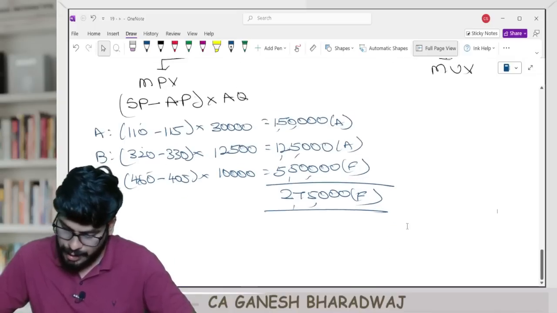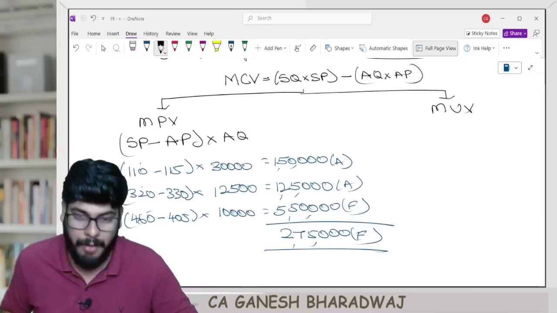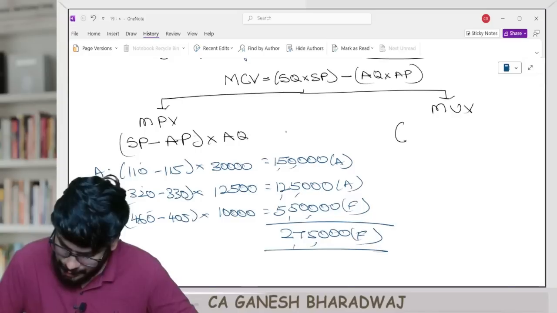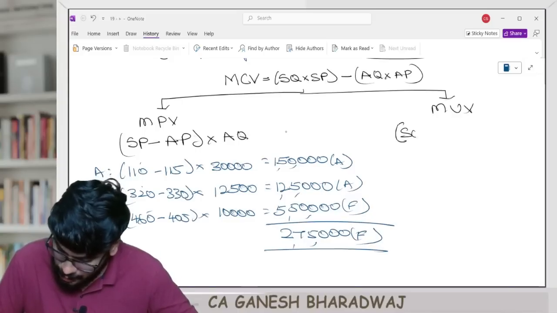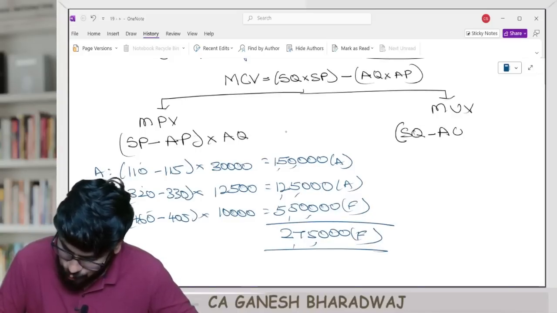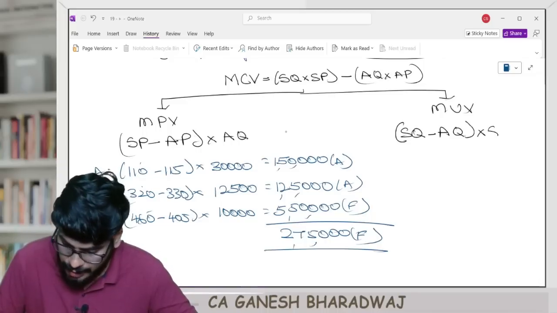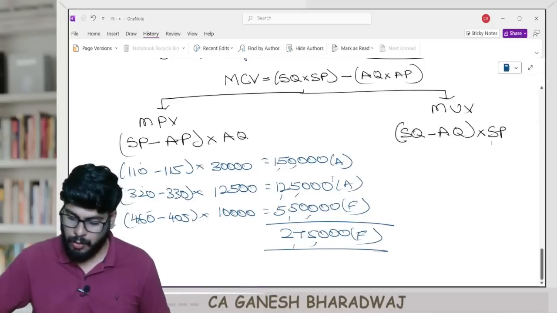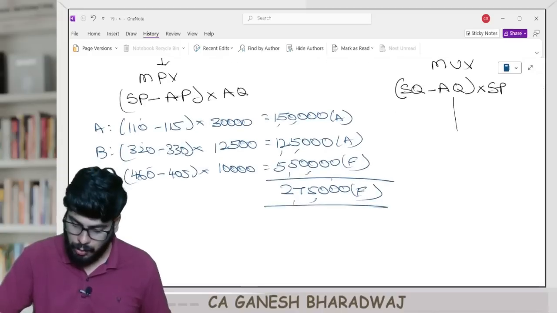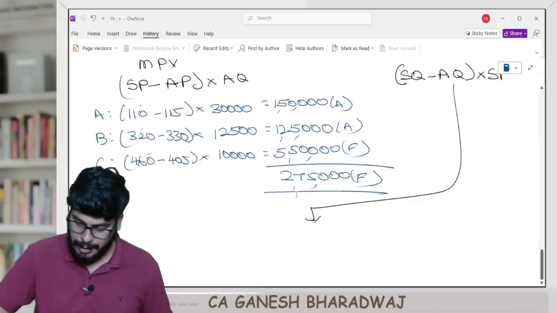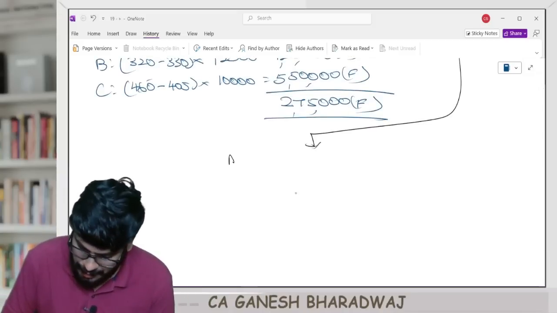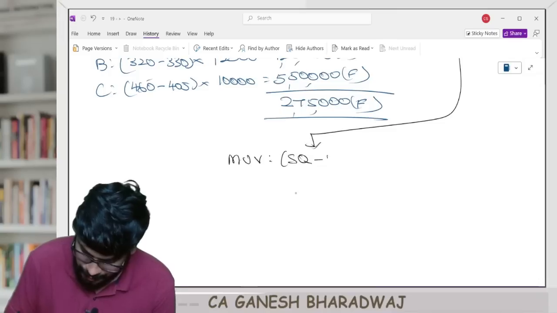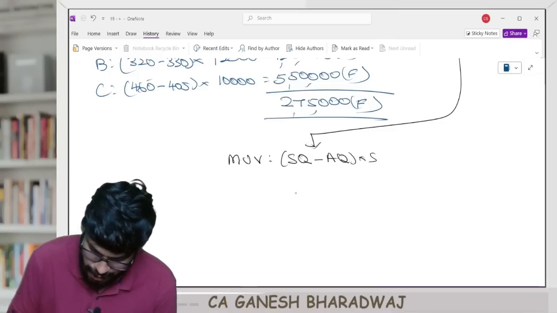So material usage variance, what is the formula for calculating it? I'm pulling it down here. The material usage variance is standard quantity minus actual quantity into standard price. Are you clear with this? Right? So standard quantity minus actual quantity into standard price. So I'm just pulling it down here and writing.